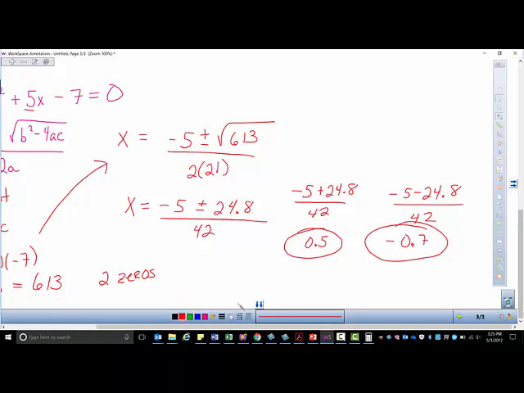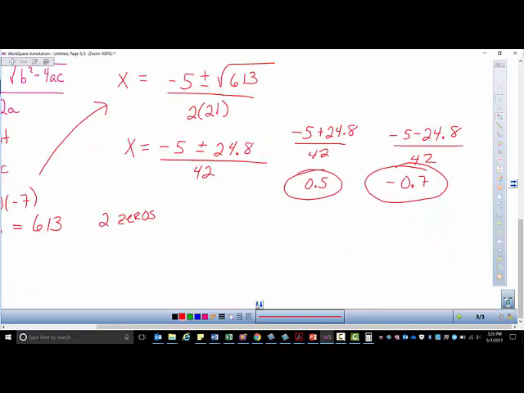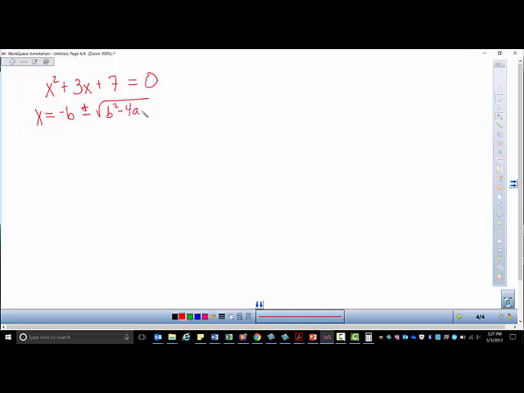Okay, so when do you not get two answers? Let me show you an example. So I'm going to show you where you don't get two answers. So let's say we have x squared plus 3x plus 7 equals 0. So my formula, the quadratic formula, is x equals negative b plus or minus the square root of b squared minus 4ac all over 2a.